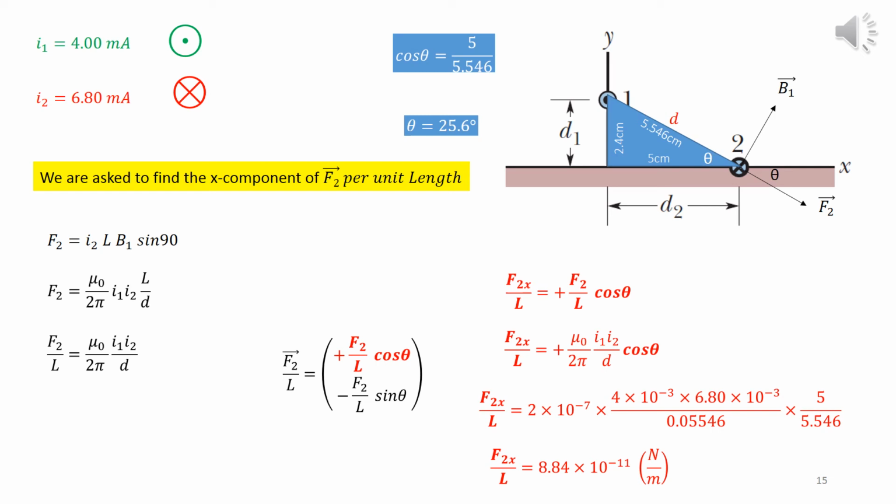5.4546 centimeters. Anyway, same angle with the horizontal. So let's focus on the blue triangle. Cosine theta is 5 over 5.546 centimeters. So angle theta is easily found. You can replace it in the equation below and you can find F2x per L. And you stop here because you don't need to find F2x. You just need to find F2x per unit length L.